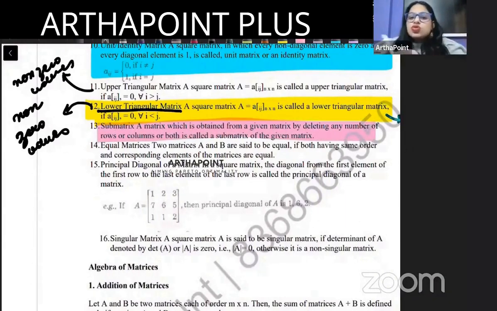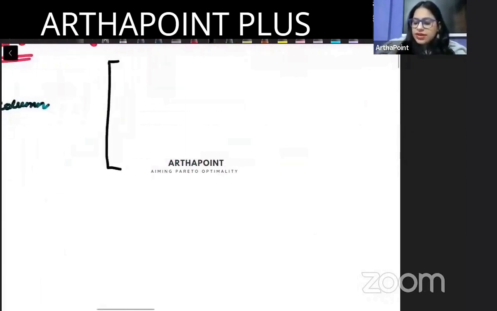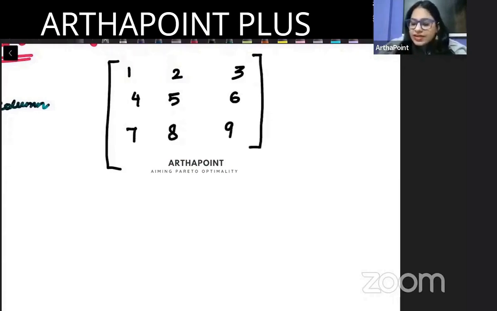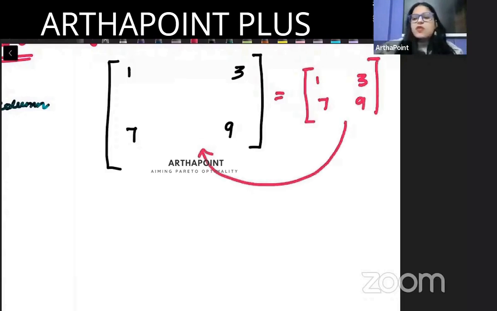Then, beta, we have something known as a sub matrix. If we delete some rows and columns from a matrix and get a smaller matrix out of it, that is called a sub matrix. Take an example: I have this matrix 1 2 3 4 5 6 7 8 9. Now I delete the second row and the second column. Then the smaller matrix I get is 1 3 7 9. This is a sub matrix of this bigger matrix. It is a smaller sub matrix created out of the bigger matrix.